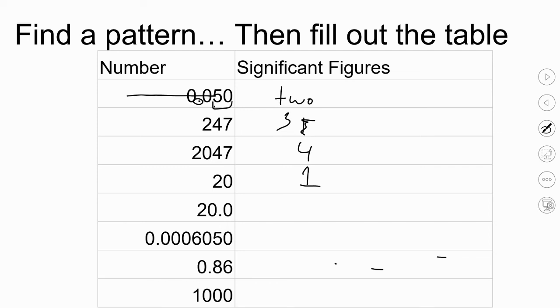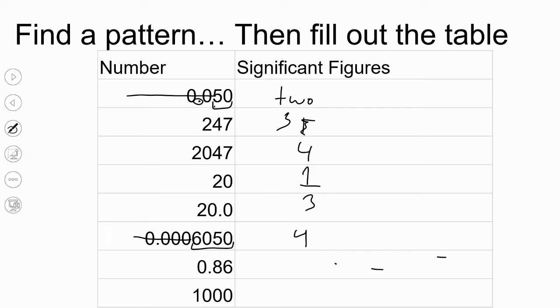Good. How about this one? 3. Good. How about this one? Good. We ignore these zeros until the 6. Then all of these are significant, even the 0 at the end because it's after a decimal. Okay. How about this one down here? 2. Good. We go through the 0. This is 2. How about this one? This is just 1. Good. Because we hit that 1, but then there's no decimal, okay? So only the 1 counts as significant.